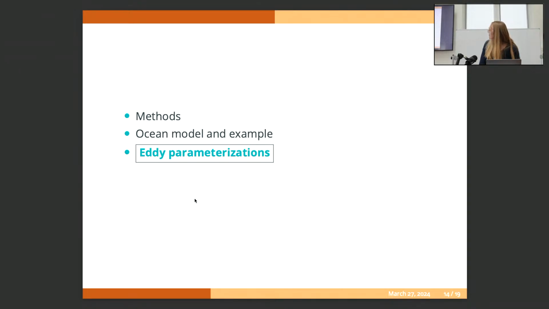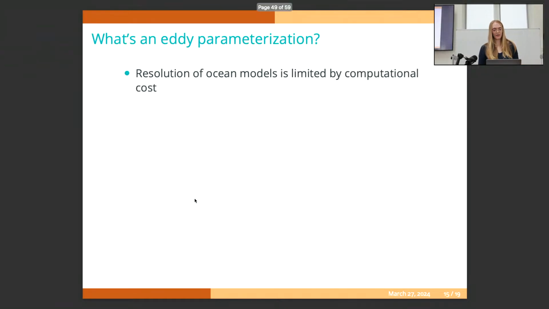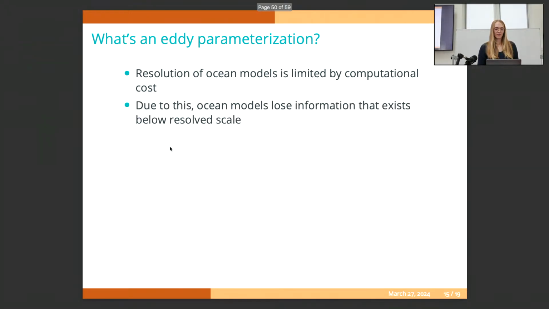Okay, so now I'm going to finish up by just talking about eddy parameterization. So this is my specific application and where I hope to go with all of this work. So first thing, what is an eddy parameterization? When we run global circulation models or ocean models, we are limited by computational cost. We can't just make our model as fine as we would hope to, so there's always going to be some loss of information. And so specifically, we lose this information that exists below our resolved scale. This is why it's called subgrid scale processes.